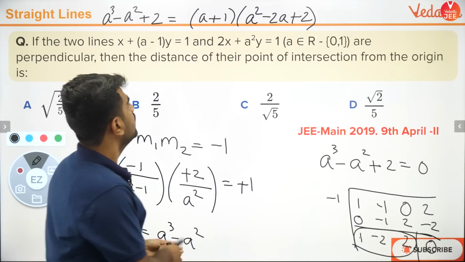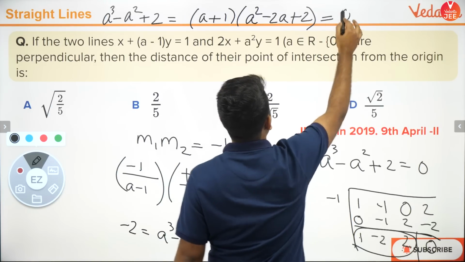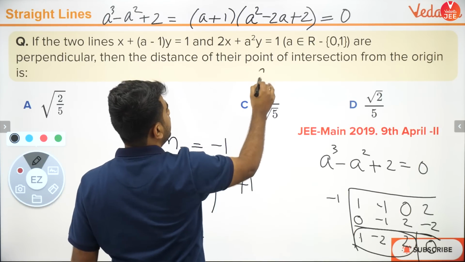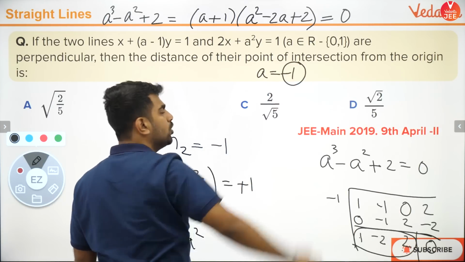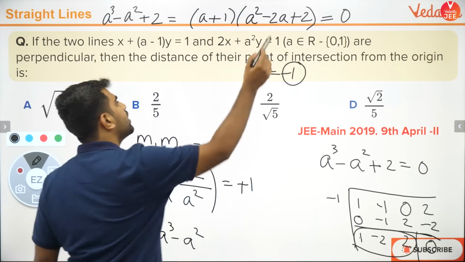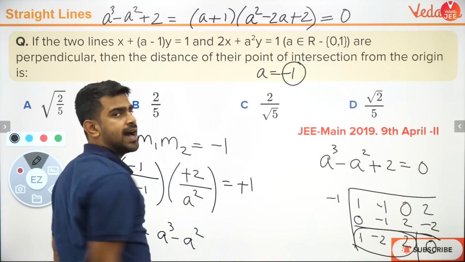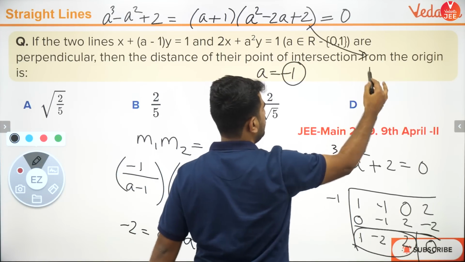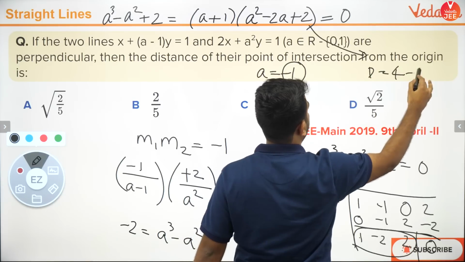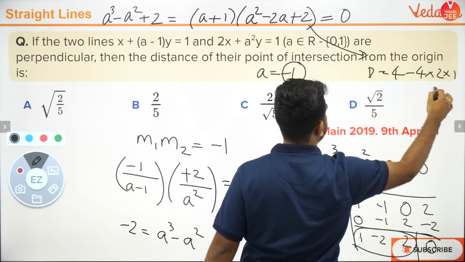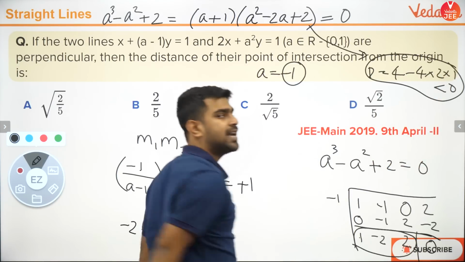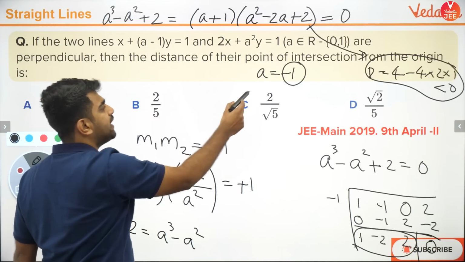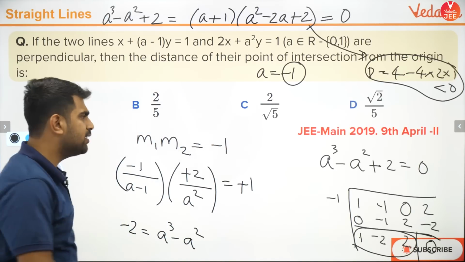Now, this one is equal to 0 we have to solve, because I am solving it for equal to 0. So that means a = -1. There is no other root. Why is there no other root? Because for this quadratic there is no real root. You can check the discriminant. D = b² - 4ac, which is less than 0. Because the discriminant is less than 0, there is no other root. Therefore, the only possible value of a is -1. That's it. We have got our answer.